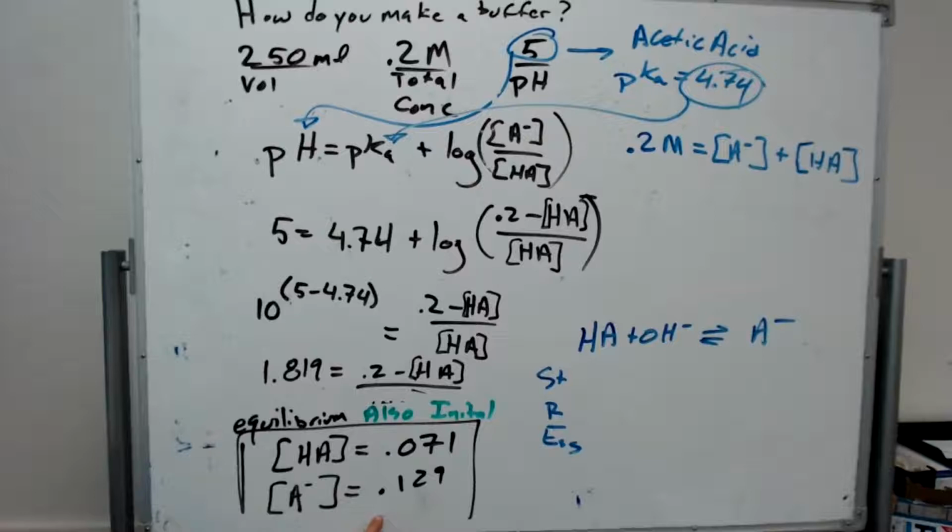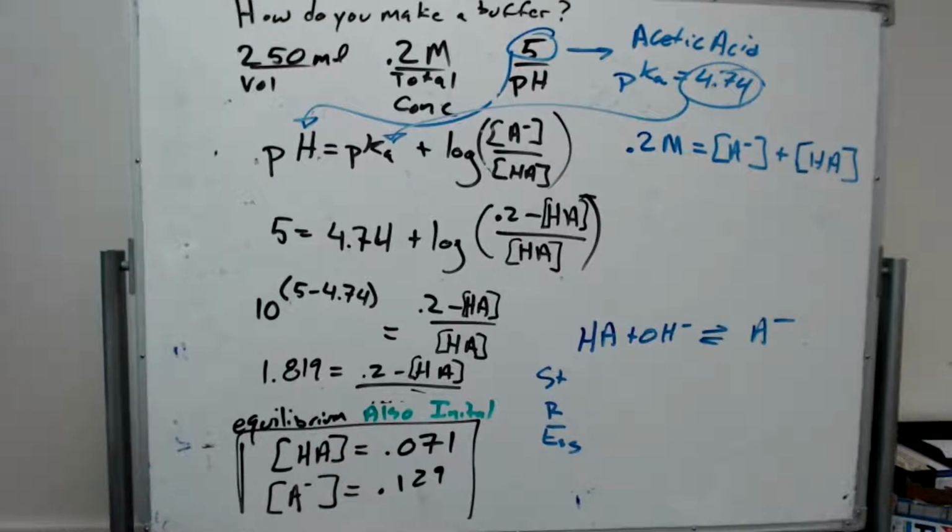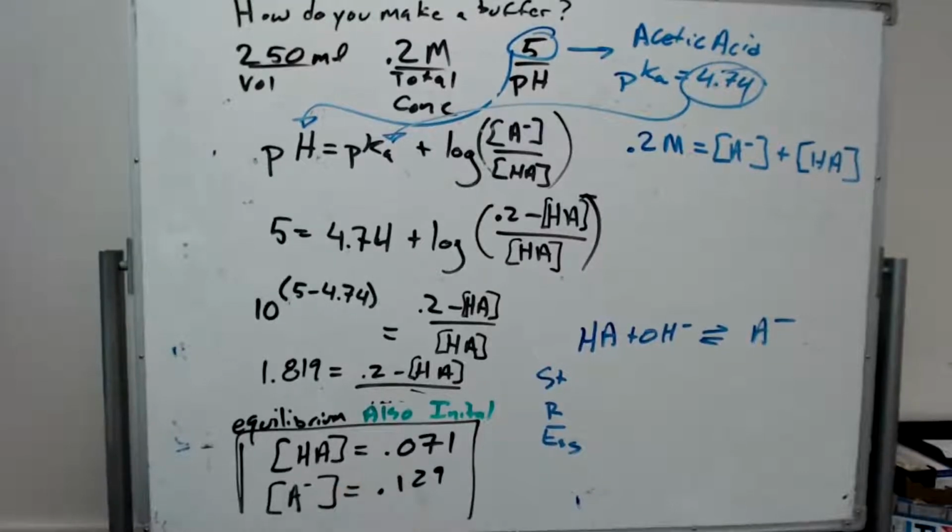If I know the initial concentrations, can you tell me my moles of acid and conjugate base at the excess point? Yeah, because we have the volume. Just do 0.25 times these to get the moles, or 250 times those to get the millimoles. So go ahead and tell me what's 250 times 0.071?